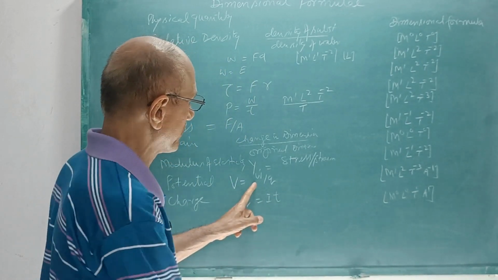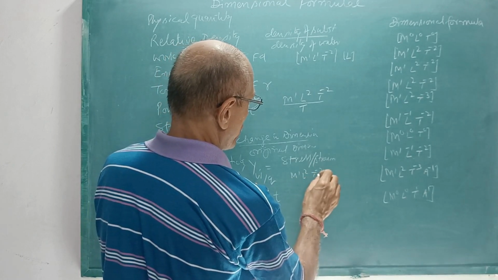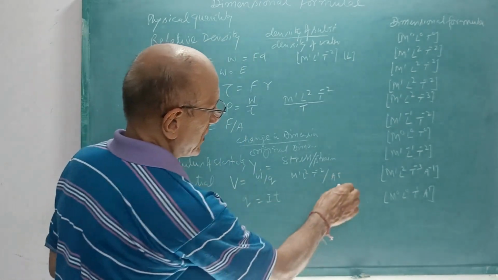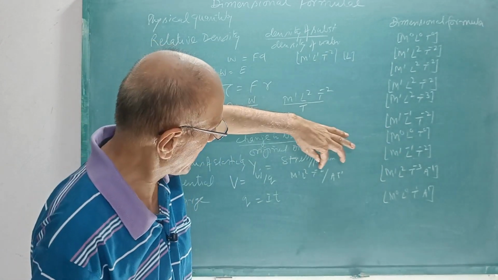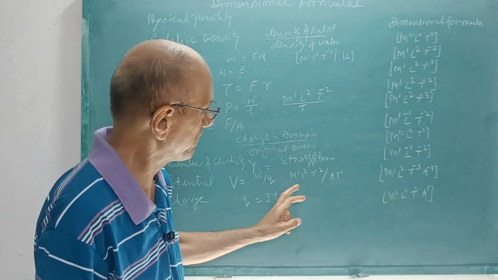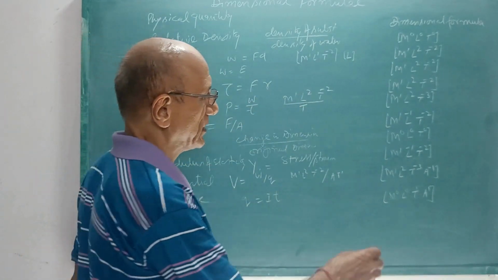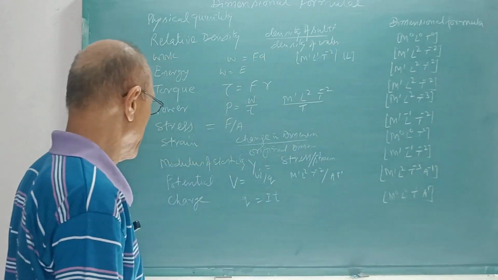So here it is, work is M1 L2 T minus 2 divided by A into T. So this M1 as it is, L2 as it is, and T minus 2 minus 1 is minus 3, and then it is ampere minus 1. So it is M1 L2 T minus 3 A minus 1.